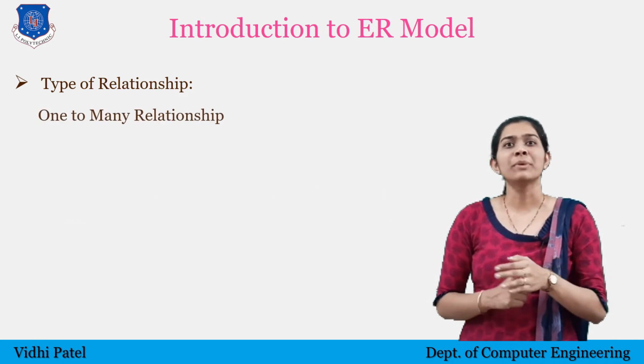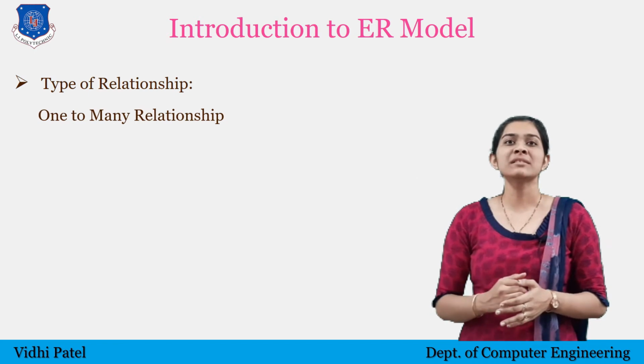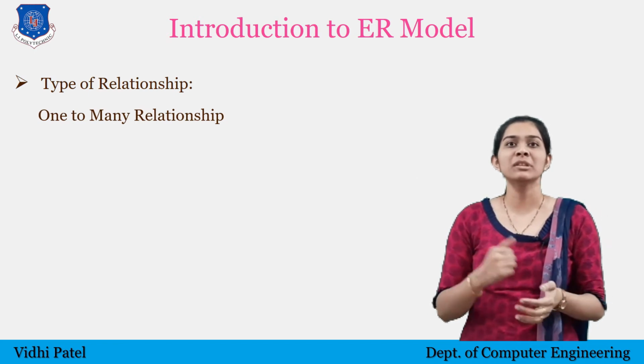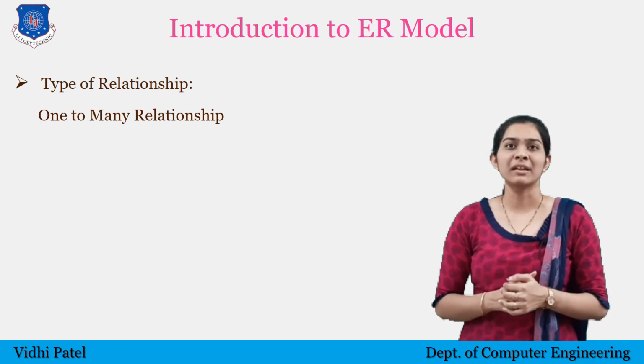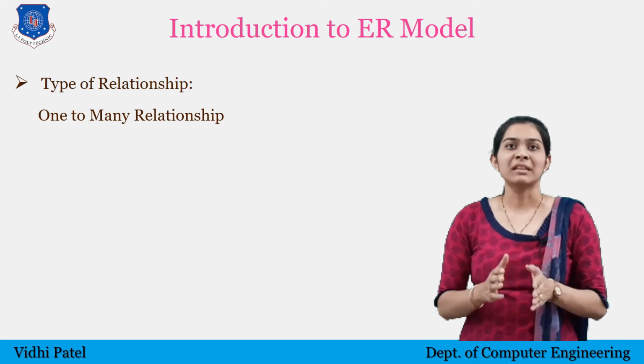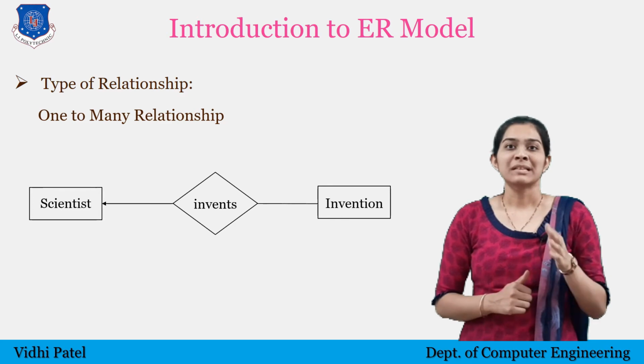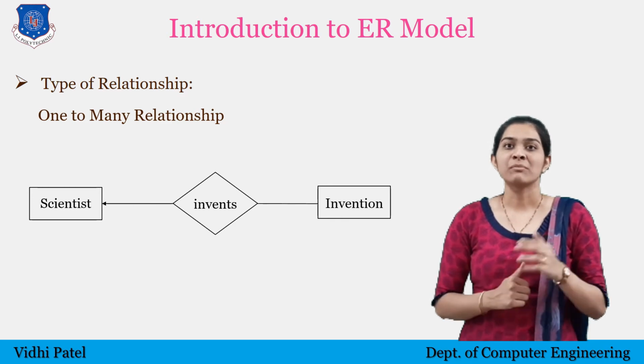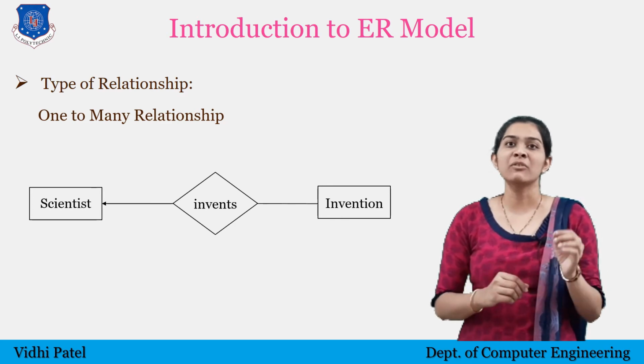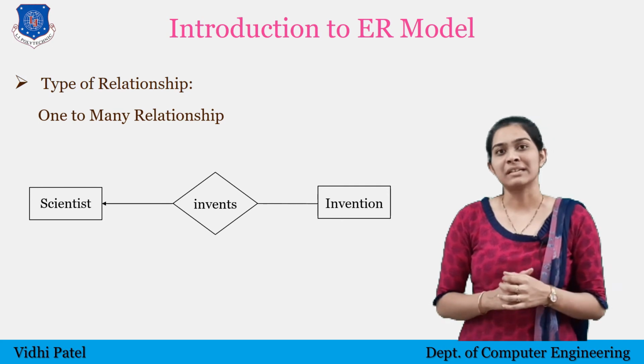Second one is a one-to-many relationship. When only one instance of the entity on the left and more than one instance of the entity on the right associated with the relation, then this is known as one-to-many relationship. For example, scientists can invent many inventions, but the invention is done by one only specific scientist.